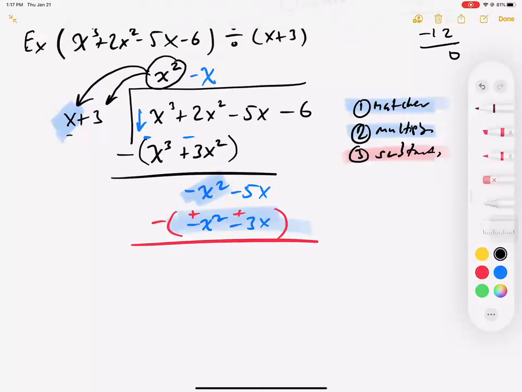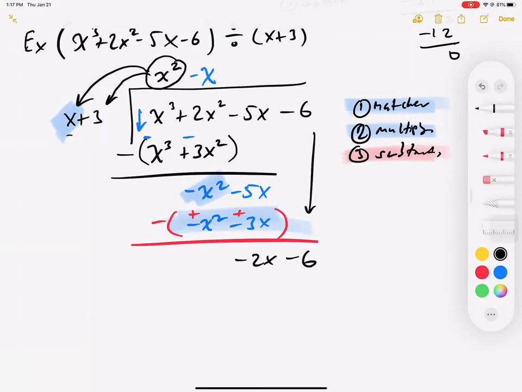Right, here we go. We end up with the x squared and the x squared cancel out because they're positive or negative. And negative 5 and a positive 3, that's a positive now, is a negative 2x. And we're going to bring down the 6.